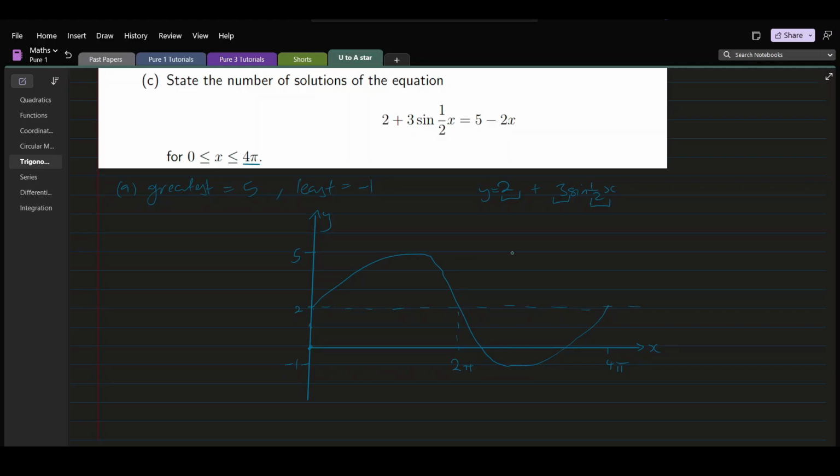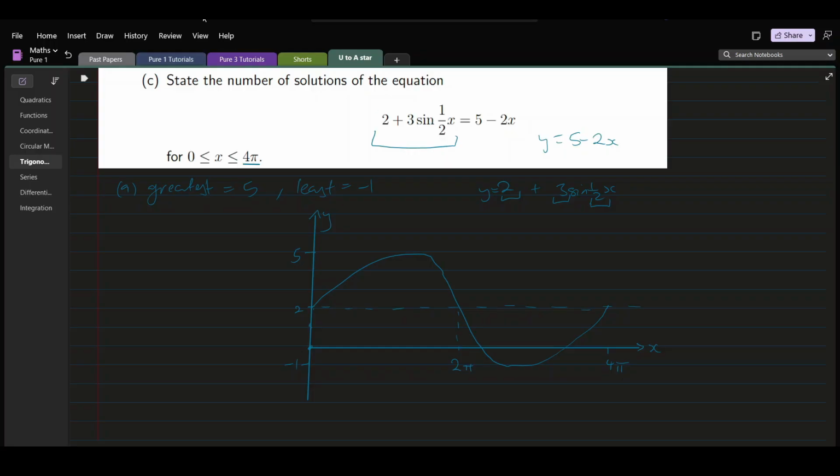Part C, state the number of solutions of the equation 2 plus 3 sine half x is equal to 5 minus 2x. So this is our trig function, the one that we've sketched. And then we're now given the function y equals 5 minus 2x. So when we talk of the number of solutions, in other words, we're simply talking about the points of intersection. How many points of intersection do we have?